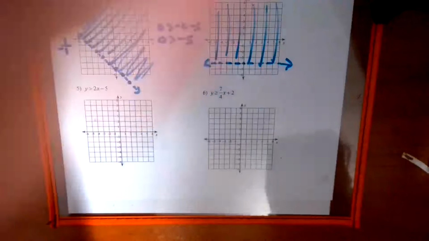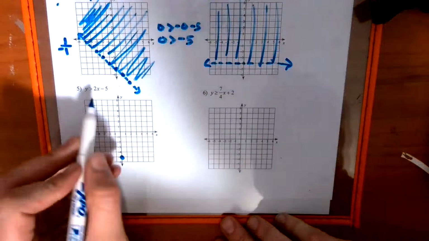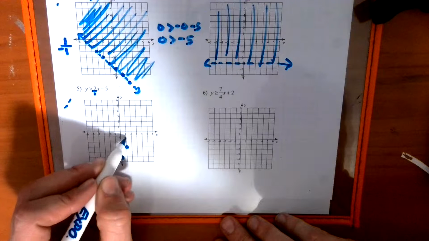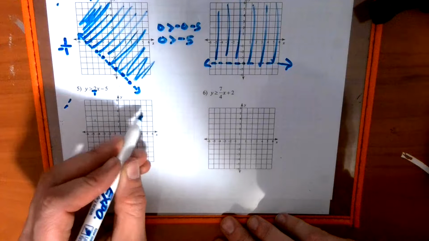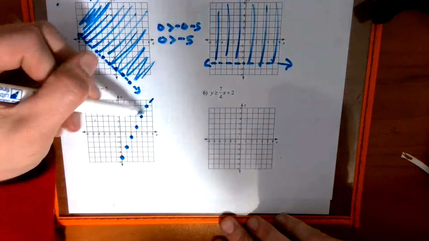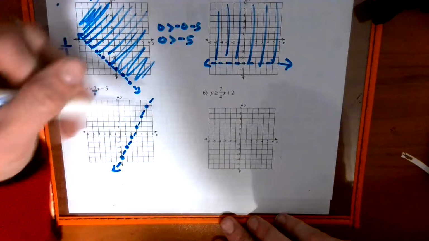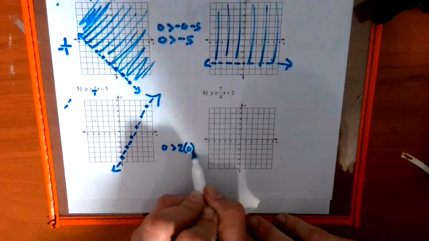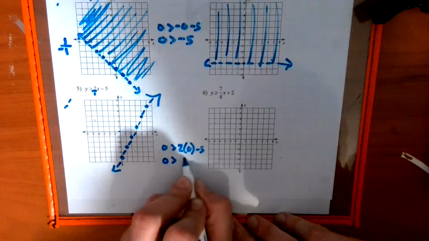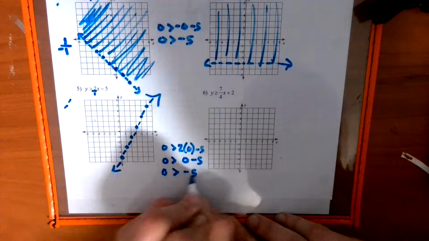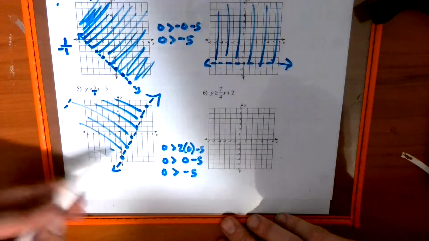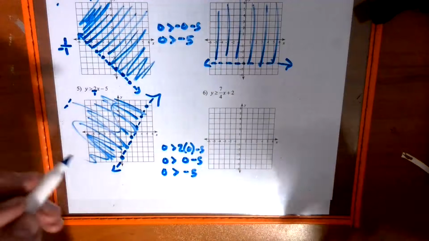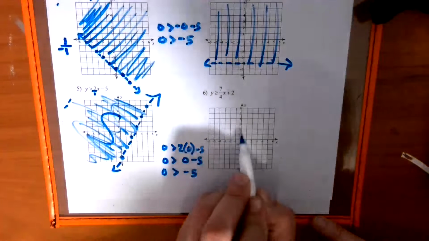All right. We'll watch a couple more. We start at the negative 5. It's going to be dashed, and we have a slope of 2 over 1, so up 2 over 1, up 2 over 1, and so on. It's dashed, so we can put little dashes in between, which makes it a little easier. We check 0, 0: 0 greater than 2 times 0 minus 5, so 0 greater than 0 minus 5. Is 0 greater than negative 5? Yes, it is. So we shade in everything on that side. That's the solution. Some people put a big S in it, for solution. That's up to you. Your teacher will let you know.